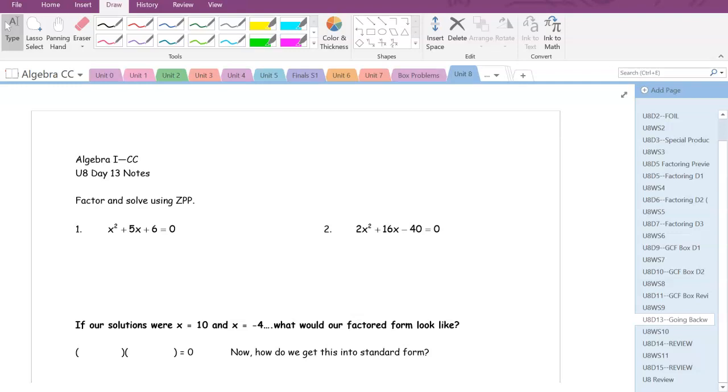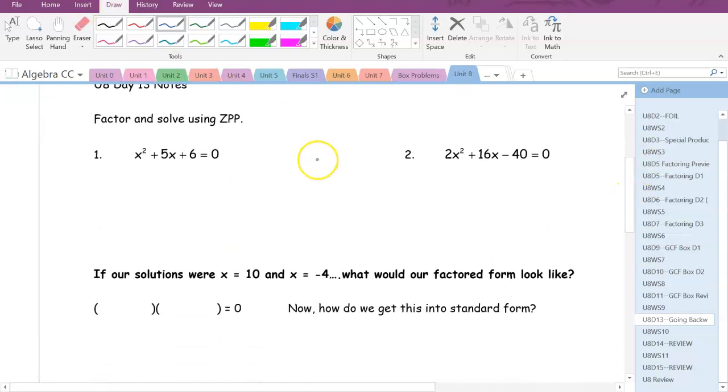Today we are going to continue with our review of factoring in preparation for your test, but also we're going to look at how we go backwards from solutions to factored form. All right, so first let's just practice a little factoring. I want you to notice that we just have a 1 in front of our x squared, so we can go straight to our box problem. We are multiplying to 6 and adding to 5, and those numbers would be a 3 and a 2.